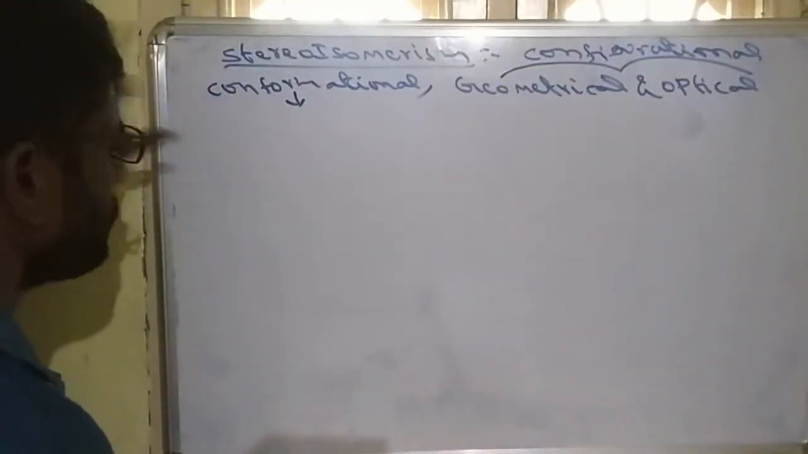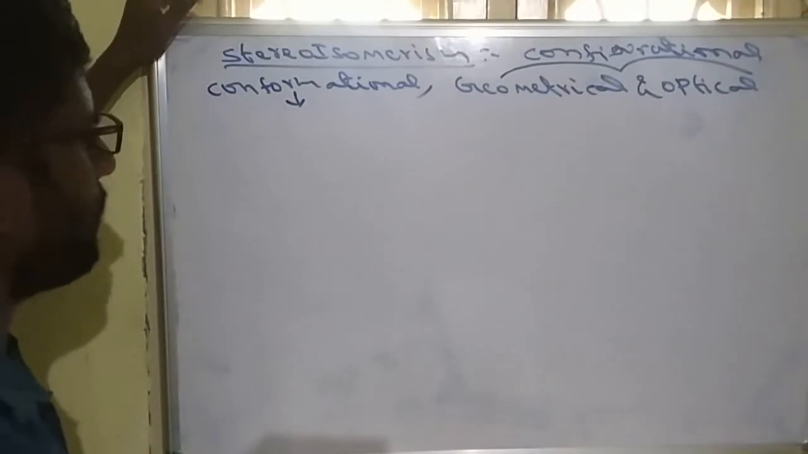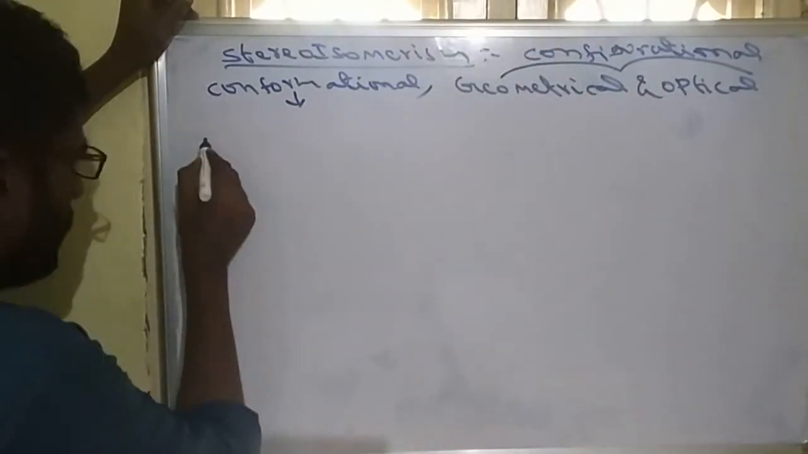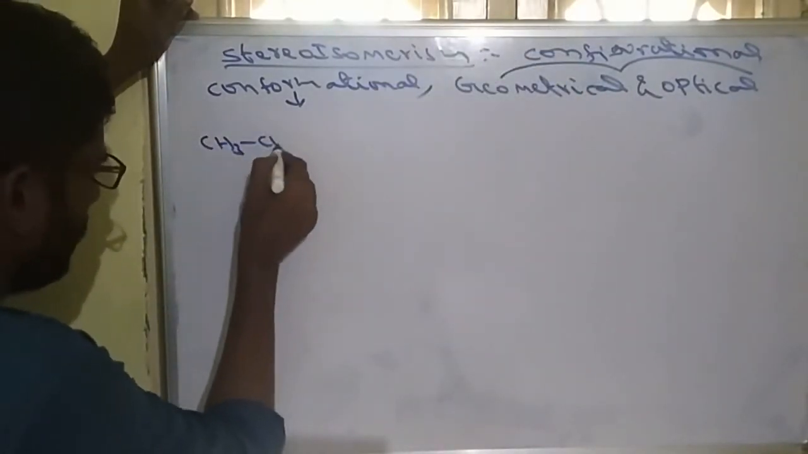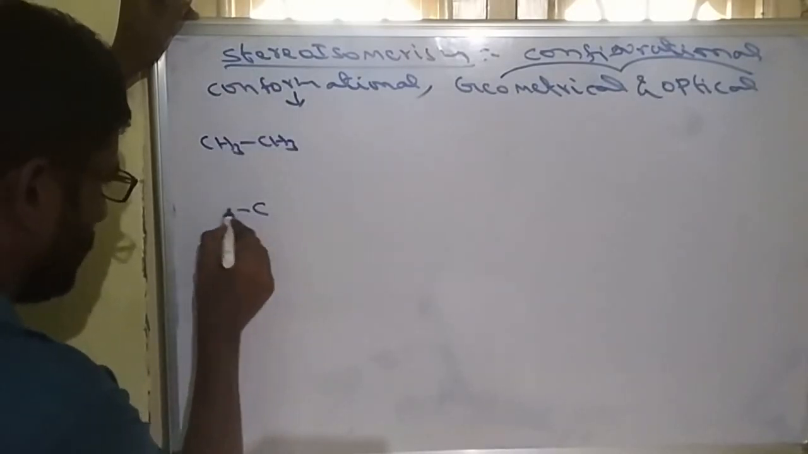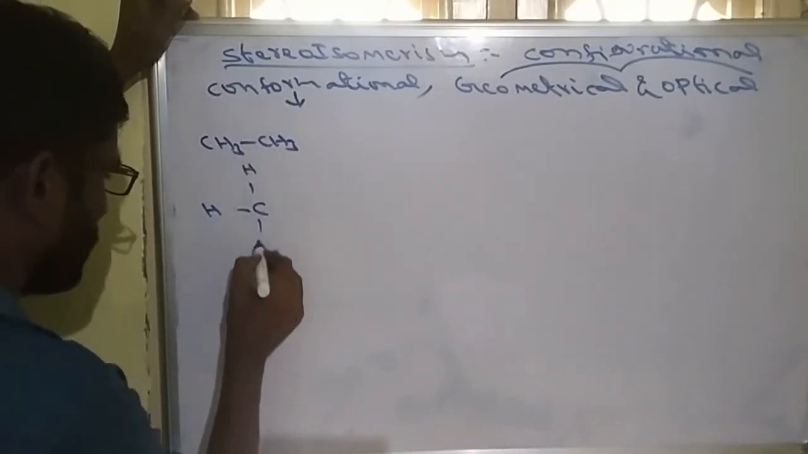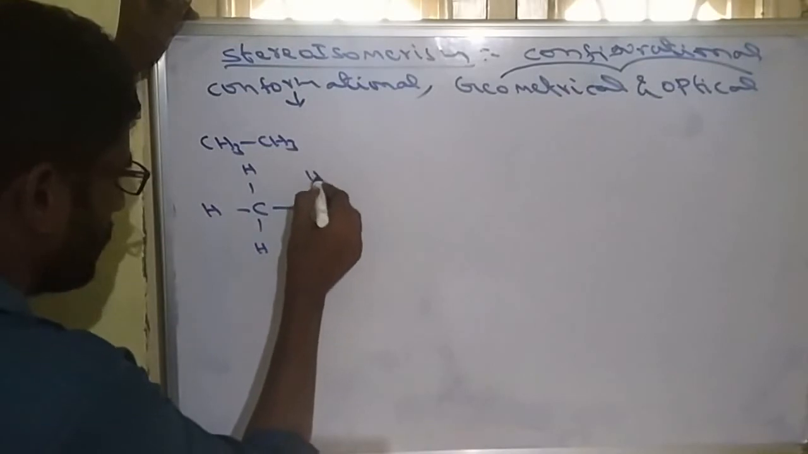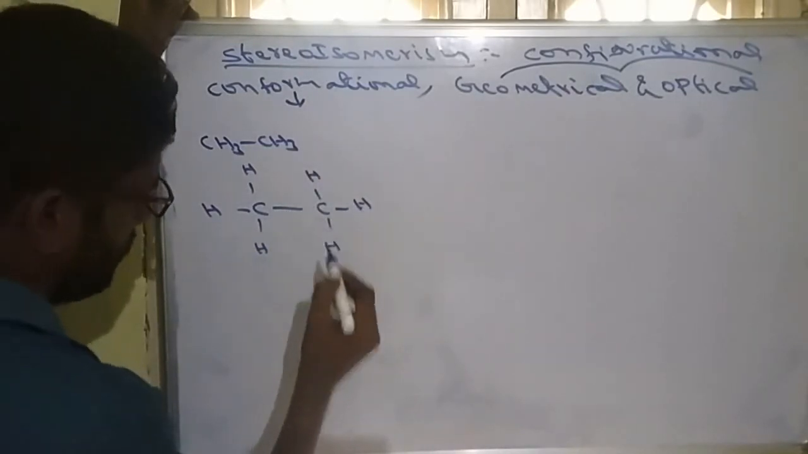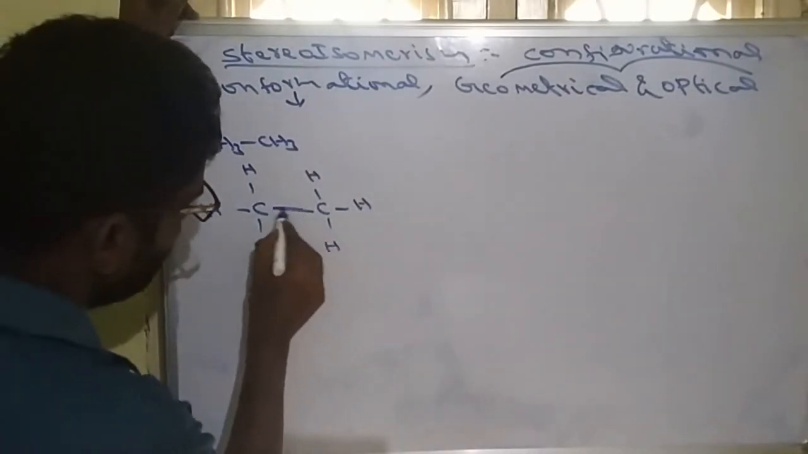Now all alkanes will show conformational isomerism. One example, I am taking CH3 single bond CH3. Writing the structure, CH3 single bond CH3. So this is a carbon-carbon single bond.